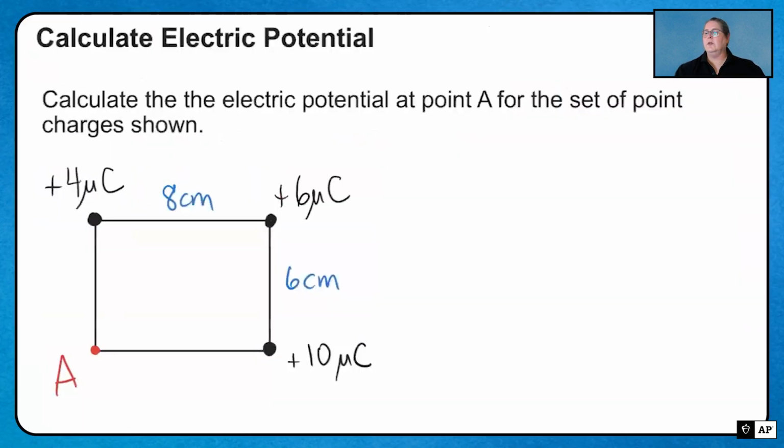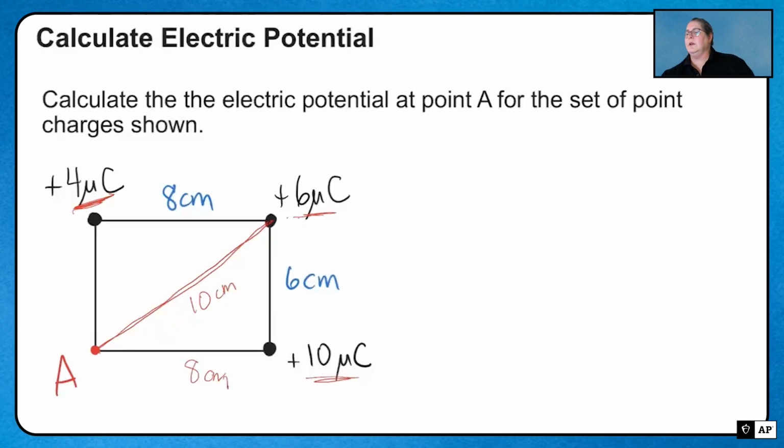So now let's take a look at some practice. Here now I have some numbers. At point A, again, I want to know the potential, which is going to come from this positive 4 microcoulombs, from this positive 6 microcoulombs, and from this positive 10. I do need to know the distance between point A and this 6 microcoulomb charge. I've made this simple. This is a 6, 8, 10 triangle.